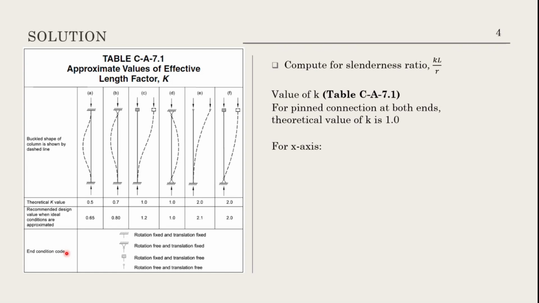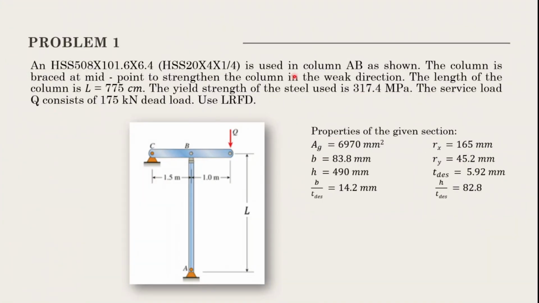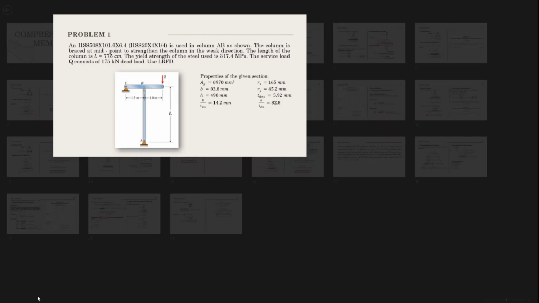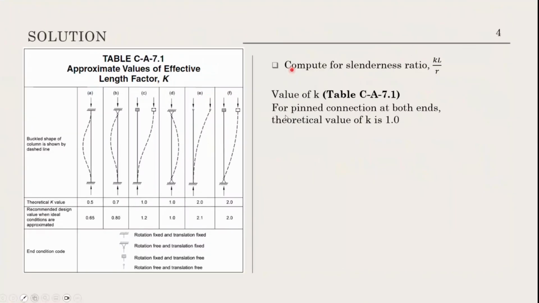Yeah. So we have 1.0. And of course, if you will recall in the problem, we also have lateral supports because it says that the column is braced at midpoint to strengthen the column in the weak direction. If the column is strengthened in the weak direction, if you remember, it means that the length of the column is being reduced in this direction. Therefore, when we compute the effective length for buckling about y-axis, we reduce the length of the column.